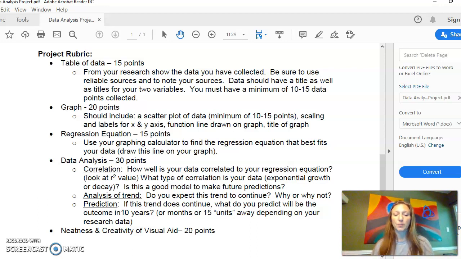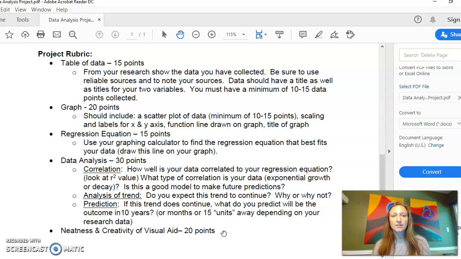The last set of points are based on your neatness and creativity. And in the rubric that I posted on Canvas, you'll see things that I posted, like I'm looking for good spelling, good grammar, just good presentation skills that you would normally expect for any project that you guys do. So if you have any questions, be sure to ask me, but that's kind of what I'm looking for.